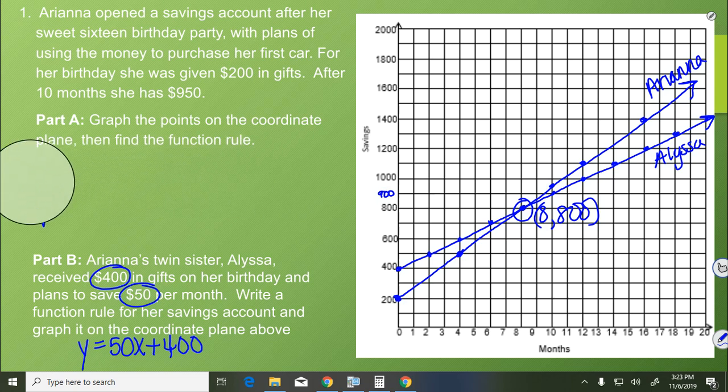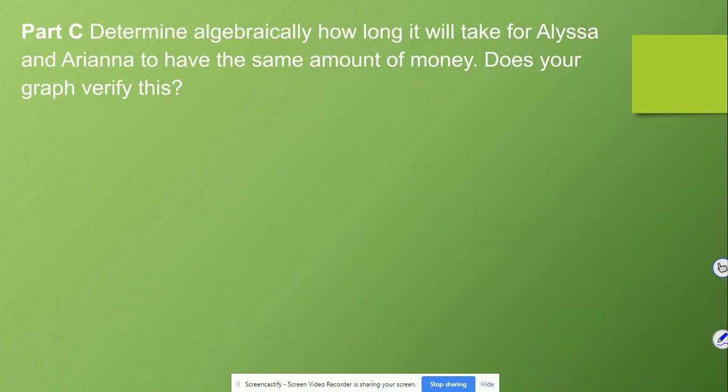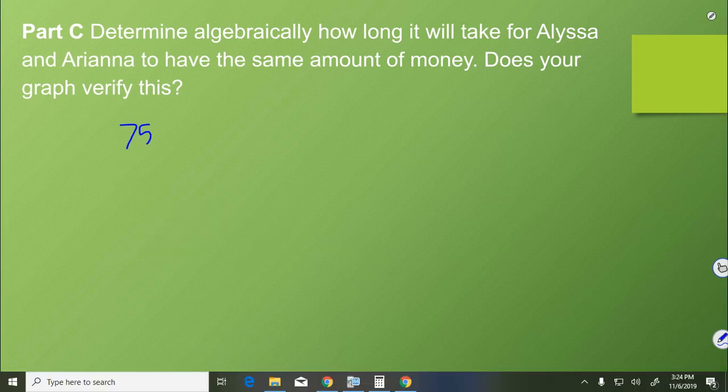Okay, so now that we've done all that work, the next part says, determine algebraically how long it'll take Alyssa and Ariana to have the same amount of money. Does your graph verify this? So now we are dropping the y's and taking the two equations and setting them equal to each other. So Ariana's equation equal to Alyssa's equation.